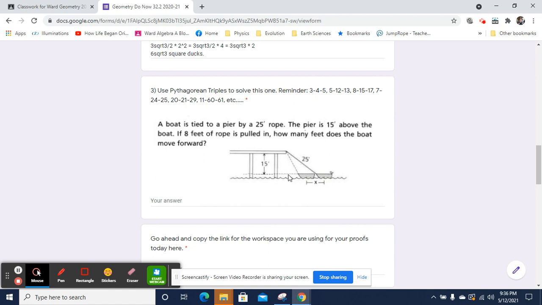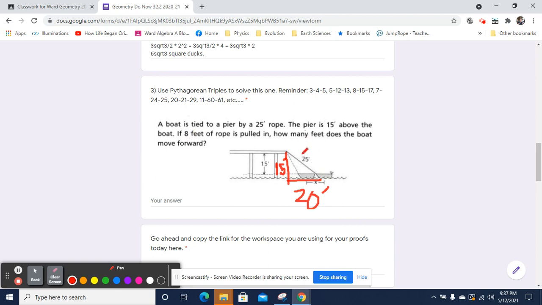Well, that 15 and 25, if you factor out a 5, you get 3 and 5. So this is a 3, 4, 5 triangle. So currently it is out 5 times 4, or 20 feet out. So right here, this is 20 feet. And this is 15. So there's your 3, 4, 5 family triangle. Okay, so that's that. And now we pull in 8 feet of rope.